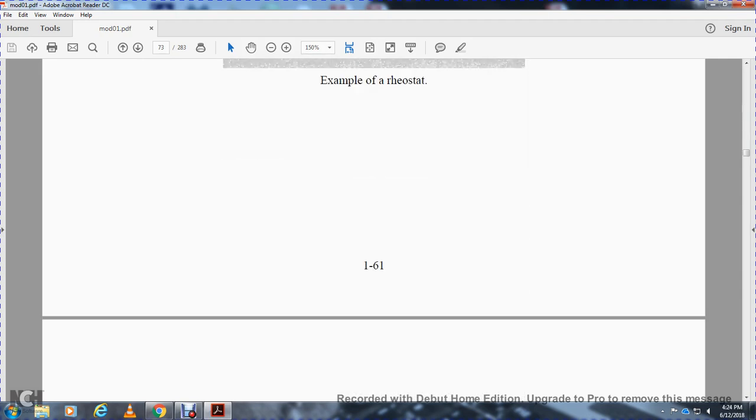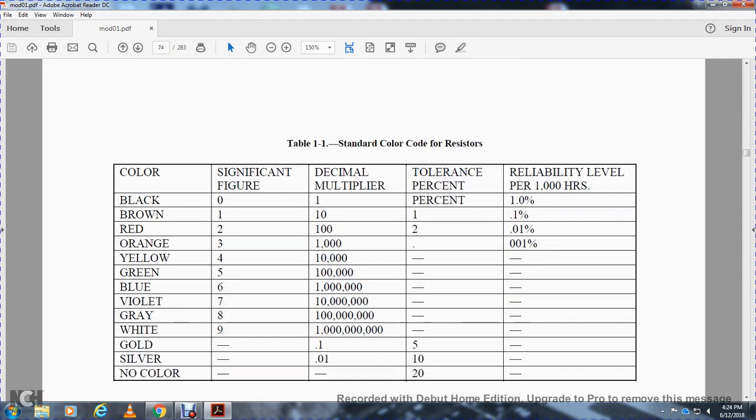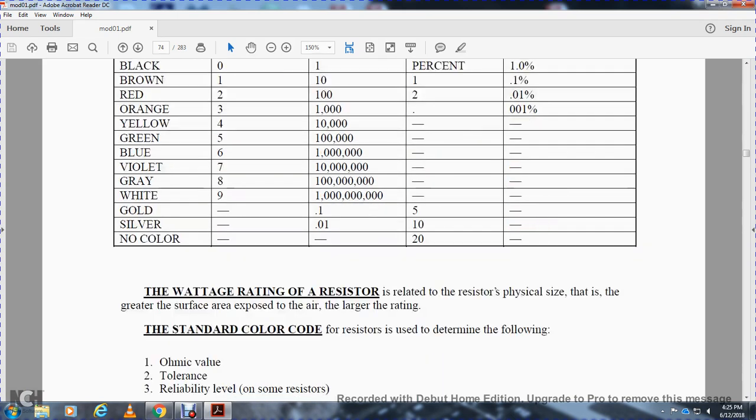Example of a rheostat. Black, brown, red, orange, yellow, green, blue, violet, gray, white is the basic color code for the significant digits of resistors. Gold and silver are multipliers: 1/10 for gold and 1/100 for silver. No color is a tolerance of 20%.